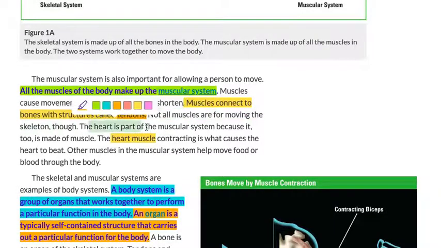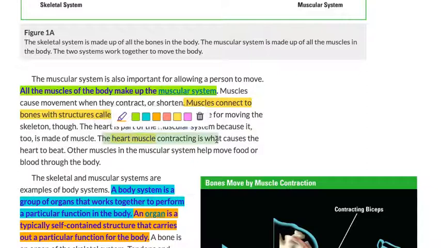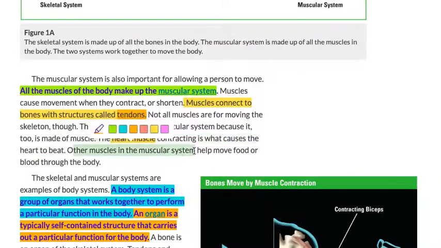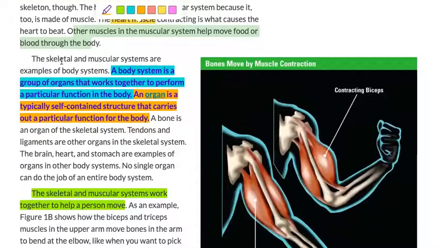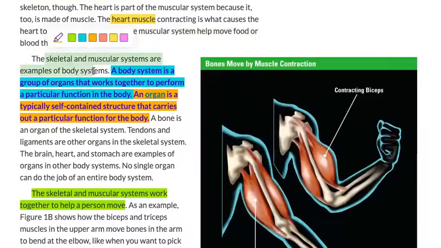The heart is a part of the muscular system because it too is made up of muscle. The heart muscle contracts, and it's what causes our heart to beat. Other muscles in the muscular system help move food or blood through the body. The skeletal and muscular systems are examples of body systems.